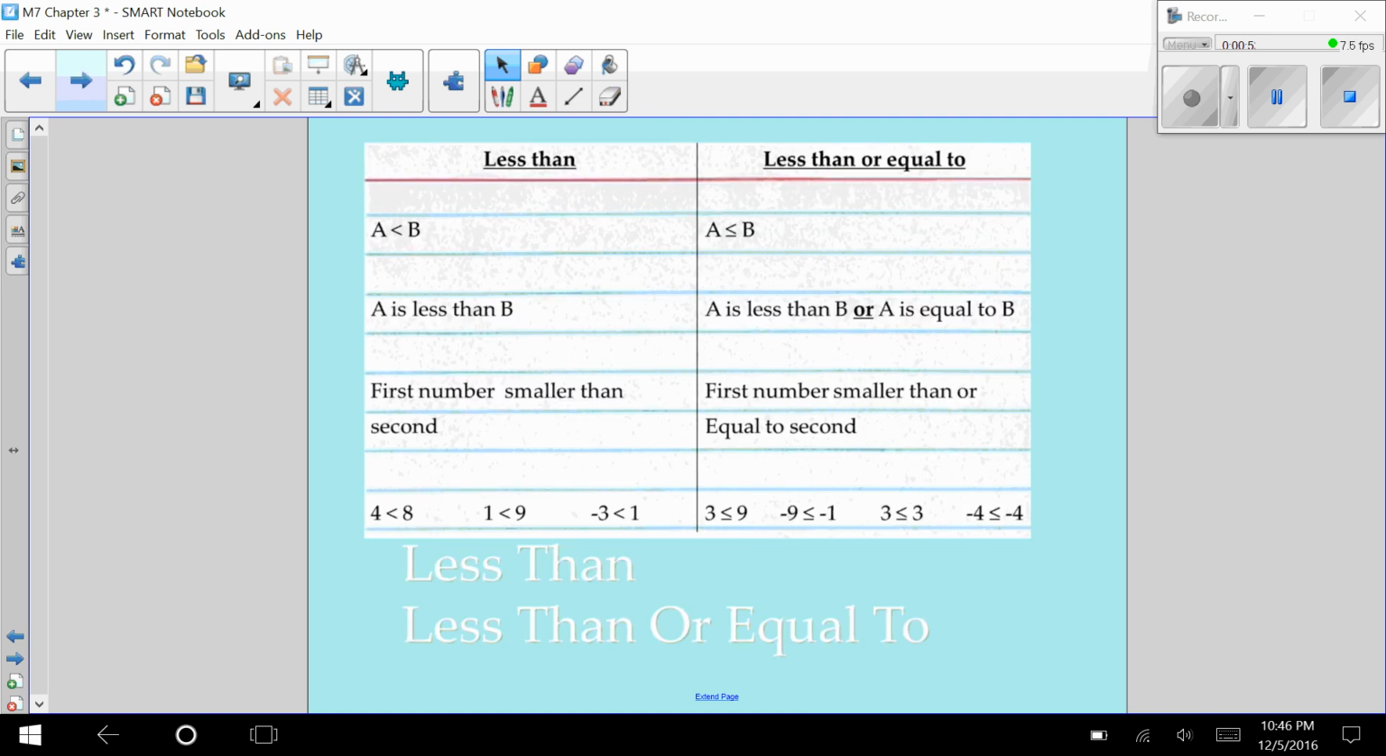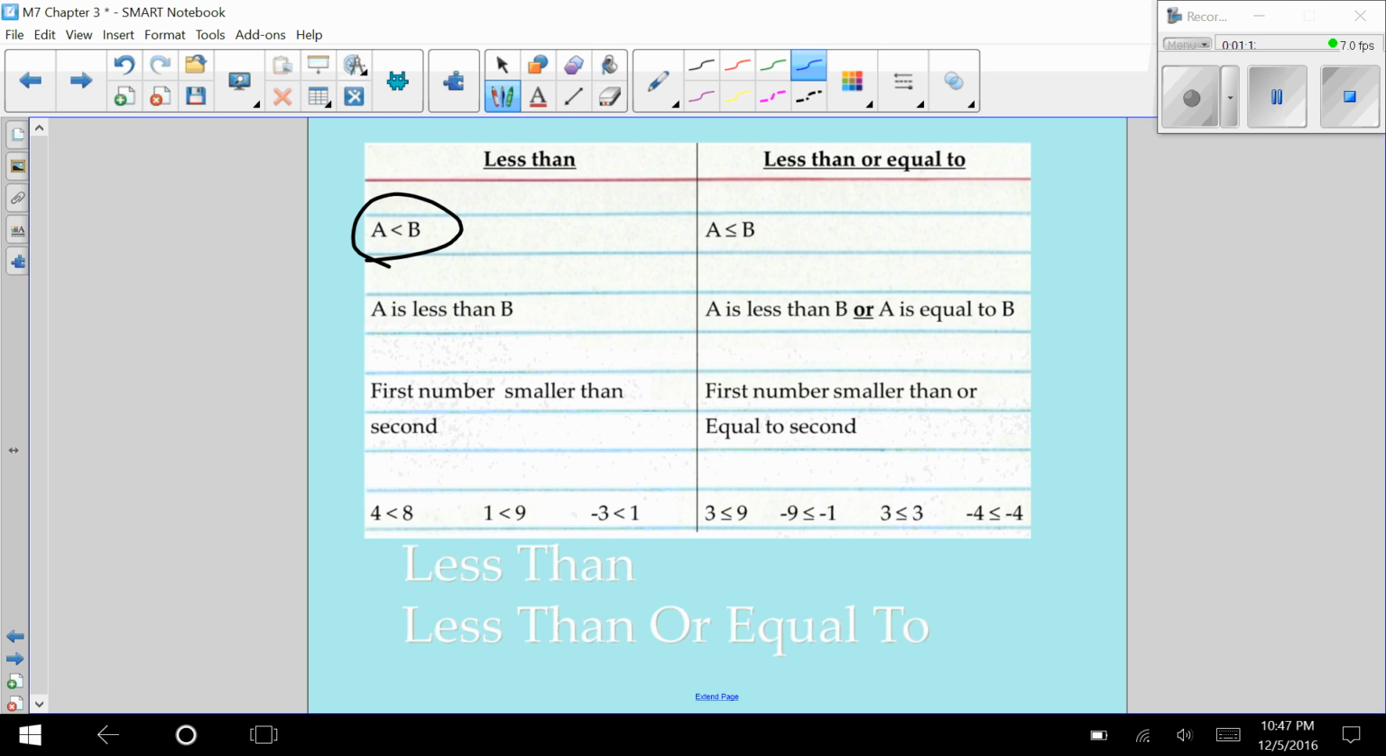So for less than, we have A is less than B. This right here is how we write it. We read it as A is less than B. The first number is smaller than the second. And some examples, 4 is less than 8. We know that's true. 1 is less than 9. Also true. And negative 3 is less than 1.